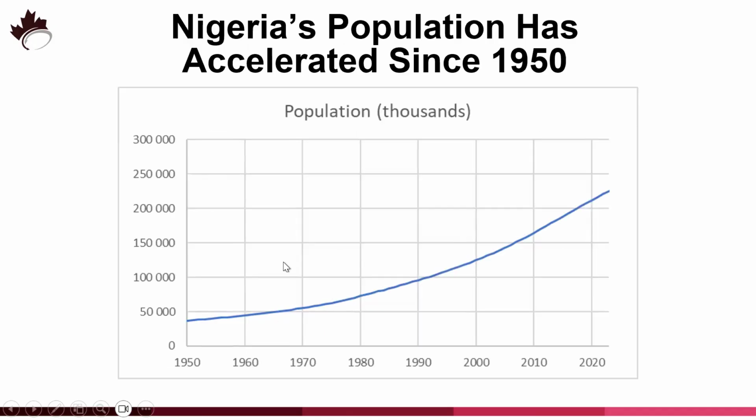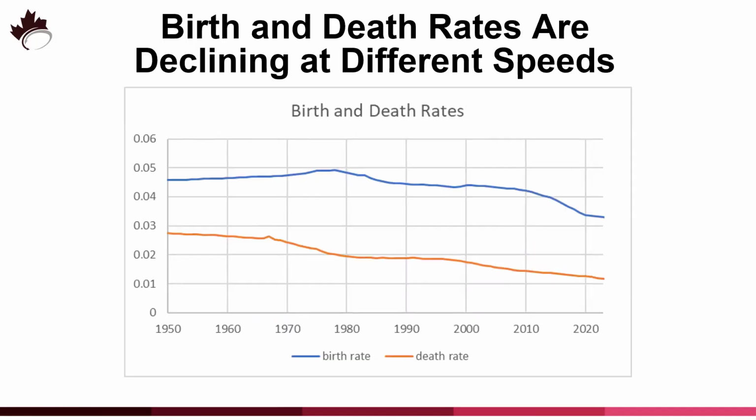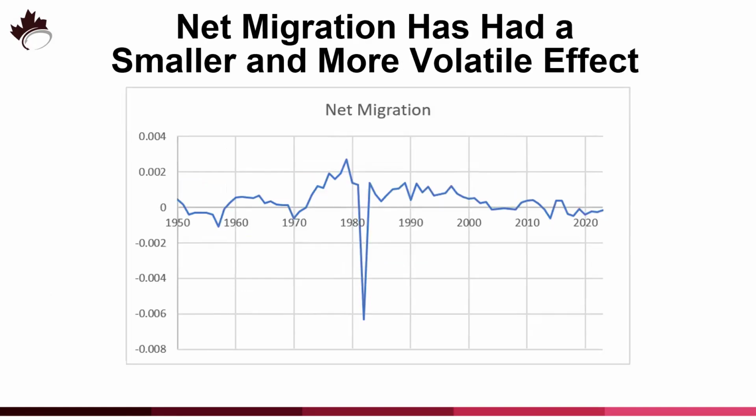So here's the historical timeline from 1950 to 2025, and we can see that we have exponential growth here. And then we can look at the birth and death rates, and we see that both the birth and the death rates are declining. I think that you might be able to see that the birth rate is declining faster than the death rate. So here's the migration rate, which is kind of minor, but there was a major spike in the early 1980s, possibly caused by a coup d'etat.